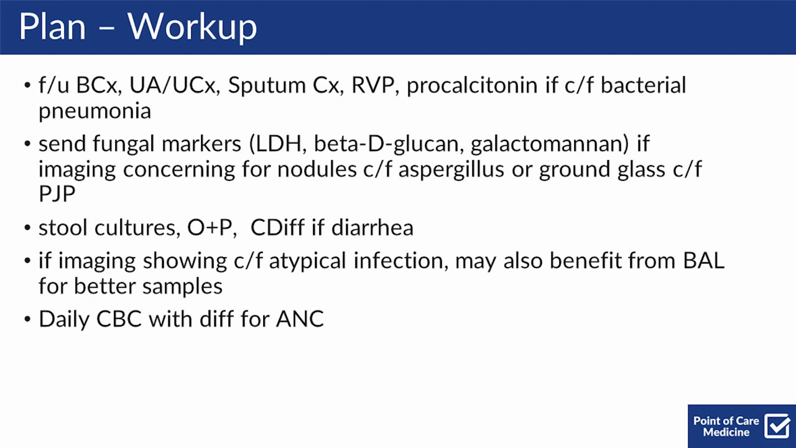You can send fungal markers like LDH, beta-D-glucan, and galactomannan if you have imaging concerns for nodules that are concerning for Aspergillus, or if you have ground glass opacities concerning for PJP. And again, if you're having diarrhea, send stool cultures, O&P, and C. diff. If imaging is concerning for an atypical infection, it might actually be beneficial to get a BAL with IPOM to get better samples. And again, always get your daily CBC with a diff to check for the ANC.